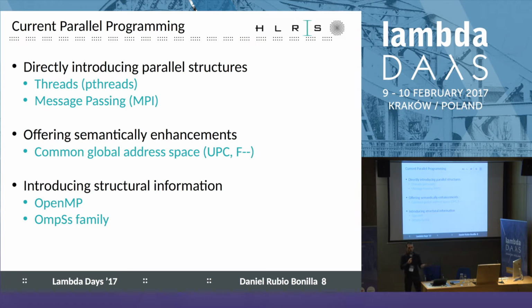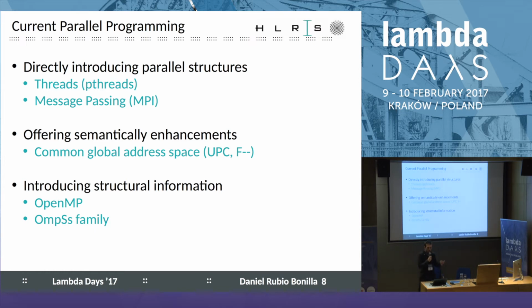Up to now, there are three basic approaches to introducing parallelism in our machines. One is directly introducing it using Linux pthreads. You can also use MPI, message passing communication through the network of the supercomputer. You could use enhanced programming languages, such as Co-array Fortran or UPC, which present the whole memory of the computer as a global address space.